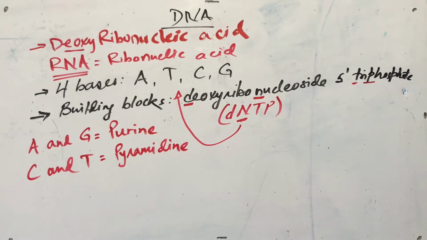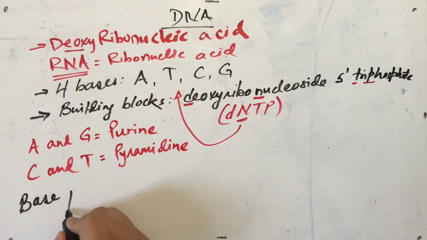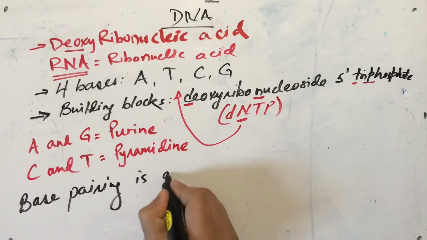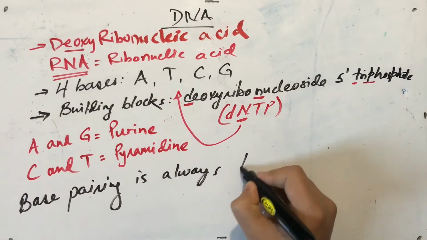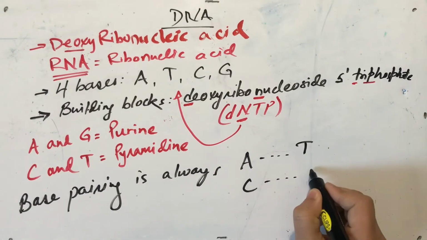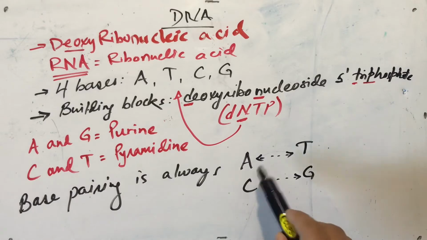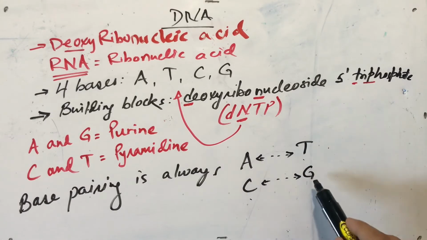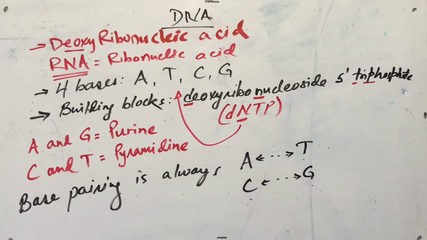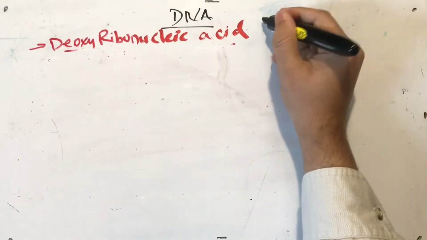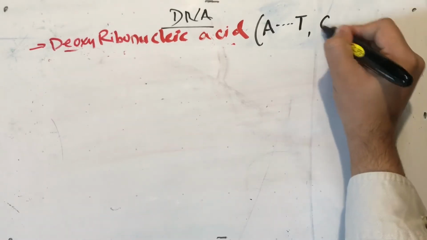Okay. And whenever we do the base pairing, it is always A to T and C to G. The way to remember it is like apple goes with tree and car goes with garage, if that helps you remember. Okay, so that's the basic overview of the bases in DNA. Let me write the bases. A with T and C with G.